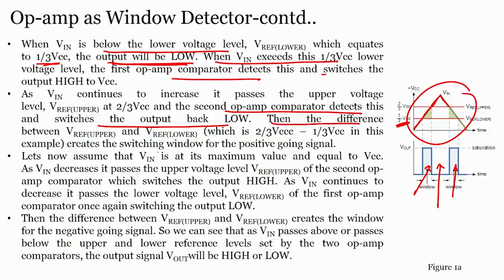Then the difference between V reference upper and V reference lower, which is 2/3 VCC minus 1/3 VCC, creates the switching window for positive going signal. What does that mean?